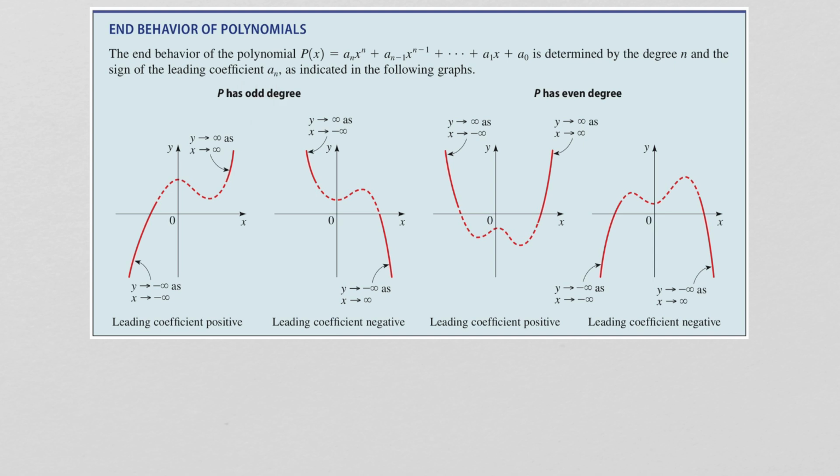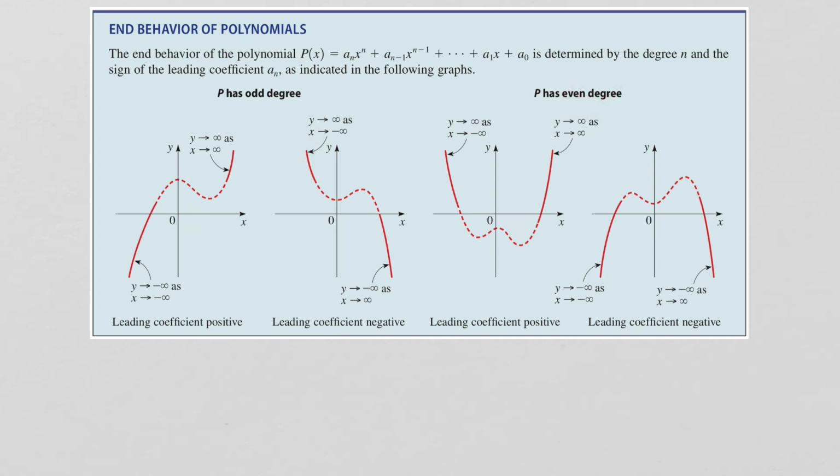If you have an odd degree polynomial, what you will notice is that the graph will go up on one side and it will go down on the other side. So for example, as x goes to positive infinity, y also goes to positive infinity. And as x goes to negative infinity, y is going to negative infinity. Or the opposite can happen, meaning it could go up on the left side and down on the right side. In this case, we would say as x goes to positive infinity, y goes to negative infinity. And as x goes to negative infinity, y is going to positive infinity.